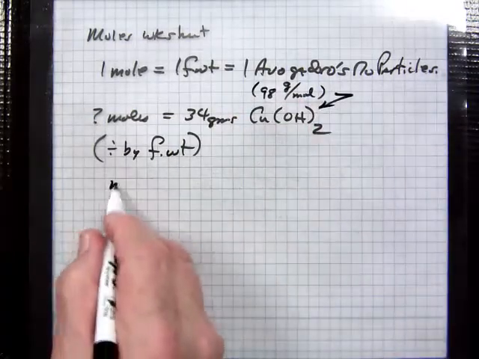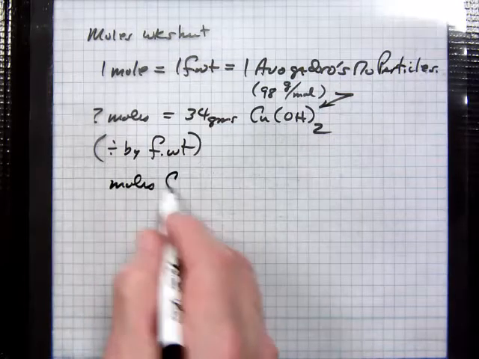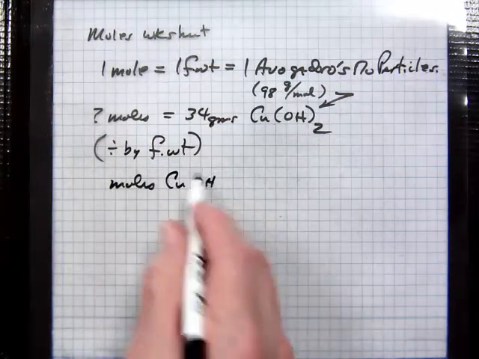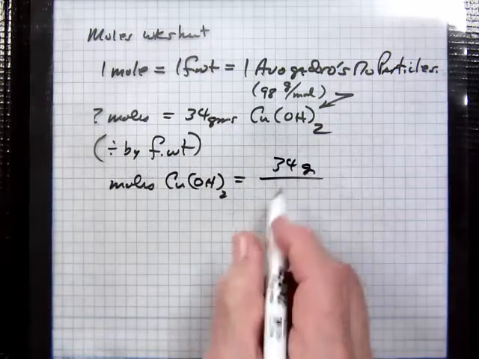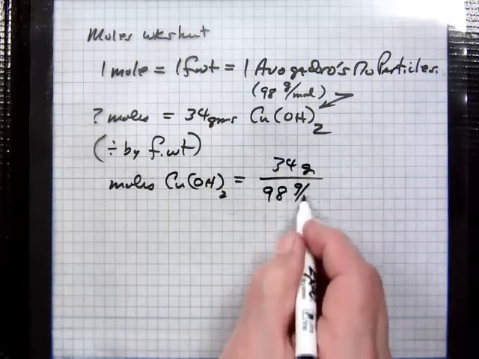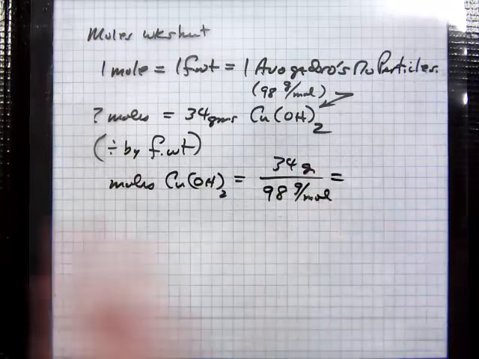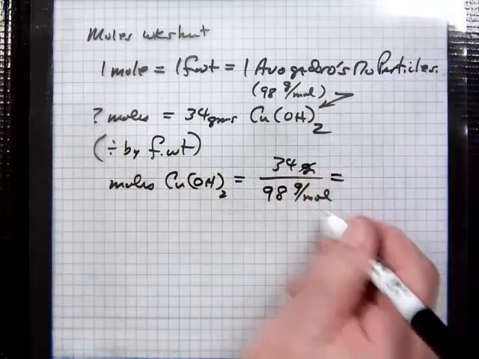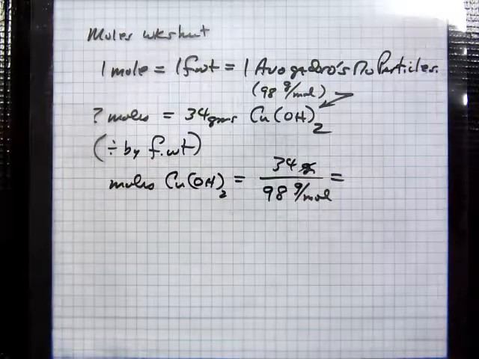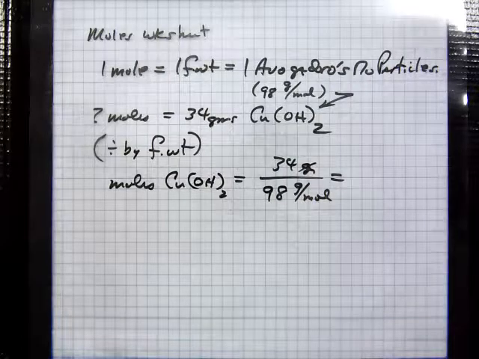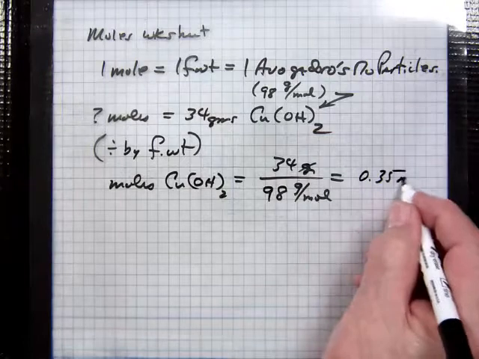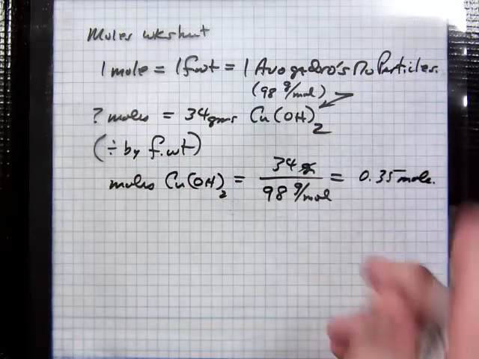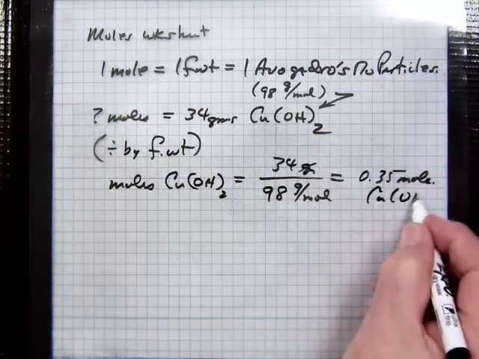So moles of copper hydroxide is equal to 34 grams divided by 98 grams per mole. Grams drop out, the denominator inverts, multiplies back through, and you should get 0.35 mole copper hydroxide.